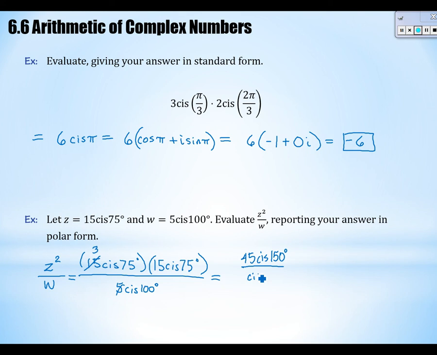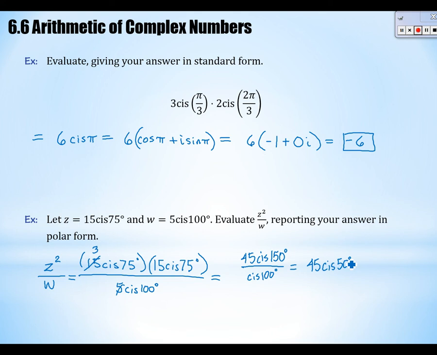What do we get here in the end? What do you get? It says leave your answer in polar form, so that's good. We just get 45 cis 50. I mean, you could have done it some other ways too. You want to multiply the top two, you get 225 cis 150, and then do the rest. Whatever order you do this in, hopefully we're all getting the same result, right?